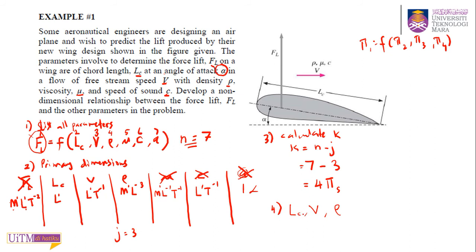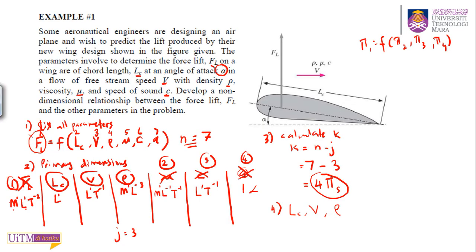So we have chosen the length, the velocity, and the rho as our repeating variables. We have 3 repeating variables, L, V, and rho, and we have 4 non-repeating: FL 1, the mu 2, the C 3, and the alpha 4. We have 4 non-repeating variables and 3 repeating variables, because we want to generate 4 pi. That's why we have 4 non-repeating variables. Okay, step number 5, we have to generate the pi.